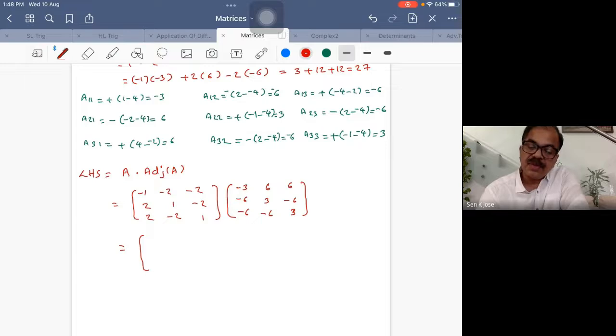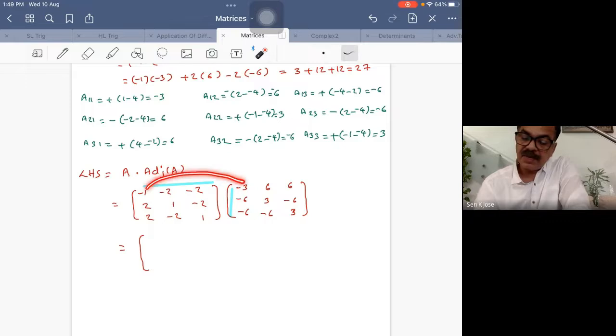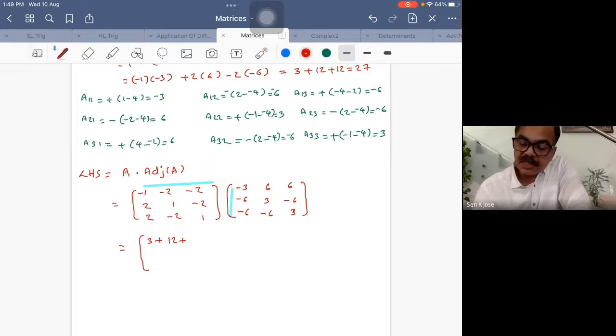The row goes with the column. So just to remind myself, that's the order in which it goes. Okay, first row with the first column. So corresponding elements will get multiplied. Minus 1 into minus 3, which is going to be 3 plus. Then minus 2 into minus 6, which is 12 plus. Then again minus 2 into minus 6, which is plus 12. That's first row into the first column.